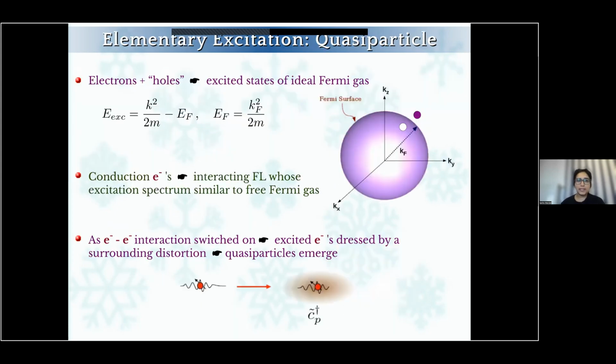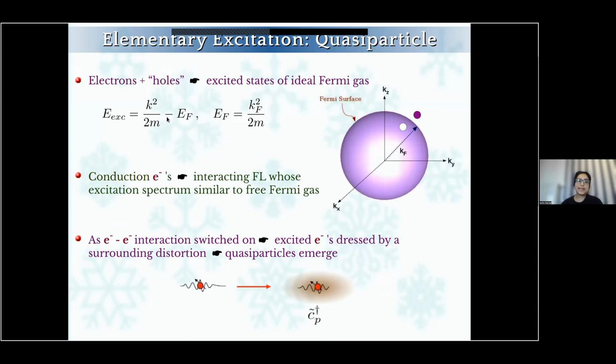Now, what are the elementary excitations of this system, which is the Fermi liquid? First, let us take an ideal Fermi gas, when there is no interaction between the electrons. Then the electrons and the holes are the excited states of this ideal Fermi gas. So if we just take away an electron from the filled Fermi surface, that creates a hole. And if we add an extra electron, that creates an electron.